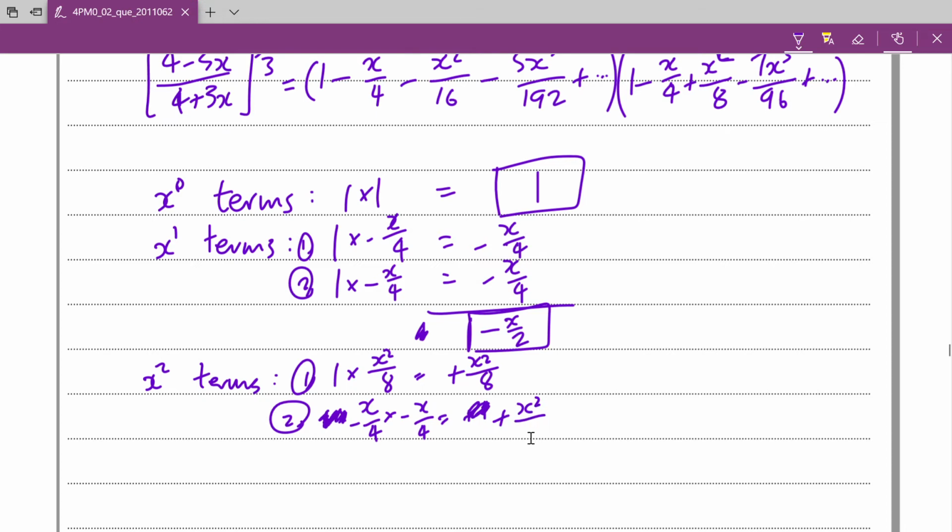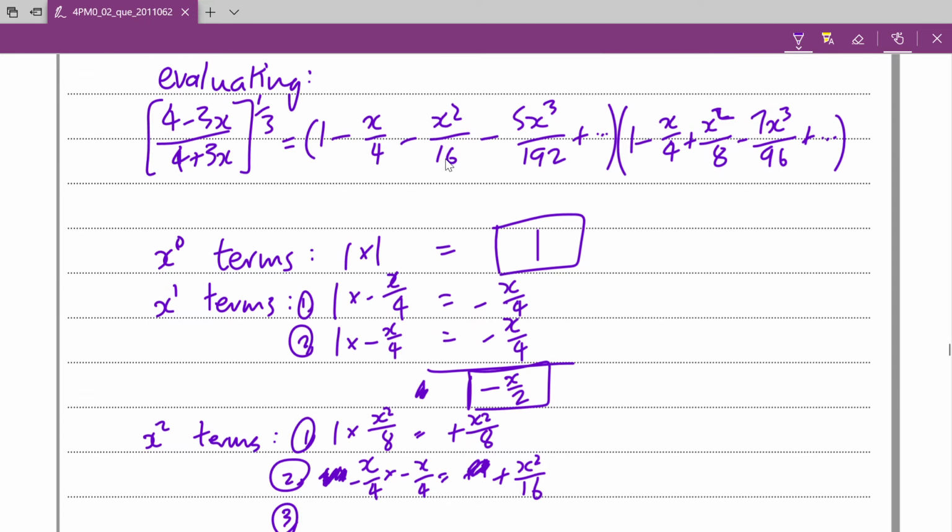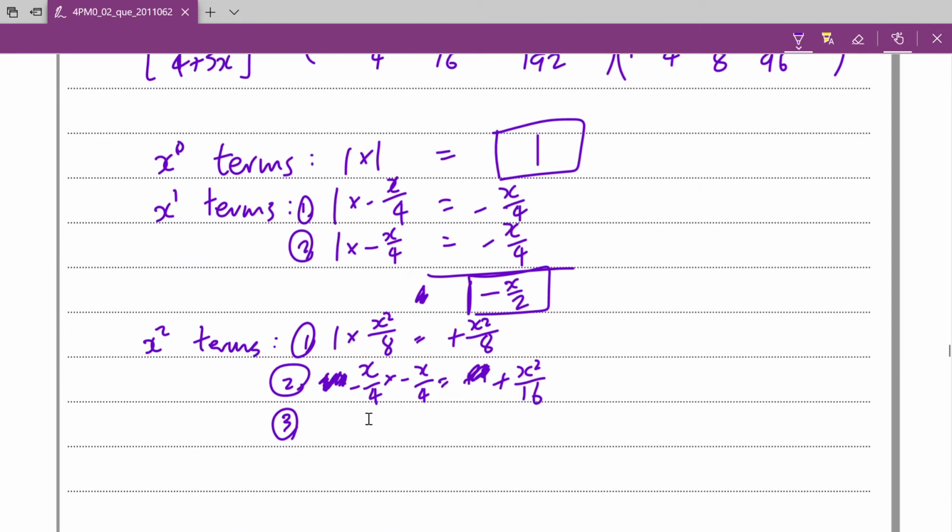x squared over 16. And finally, the third term is going to be, well, we had this 1 times the x squared term here, this 1 times the x to the 1 term here, and finally this 1 times the x to the 0 term here, which is going to be 1. So minus x squared divided by 16 times 1, of course, is going to be minus x squared divided by 16. So of course these two terms cancel each other out when you're adding them up, and you're left with just x squared over 8.